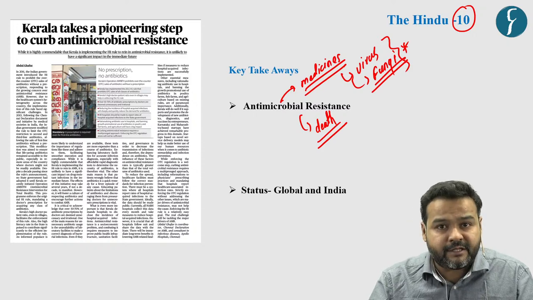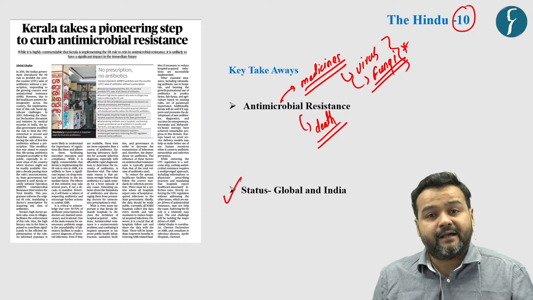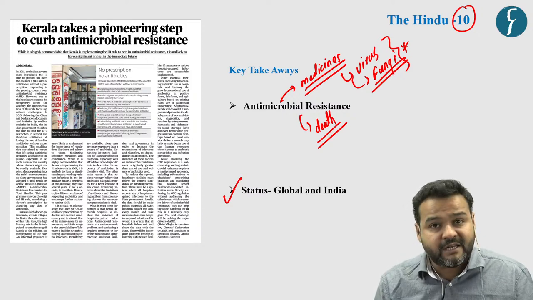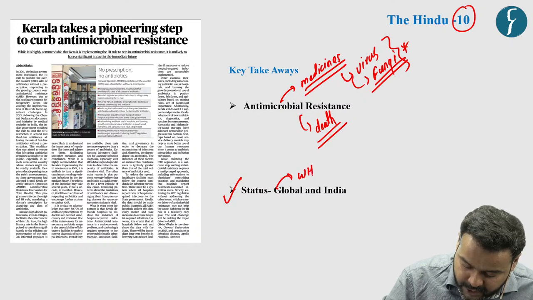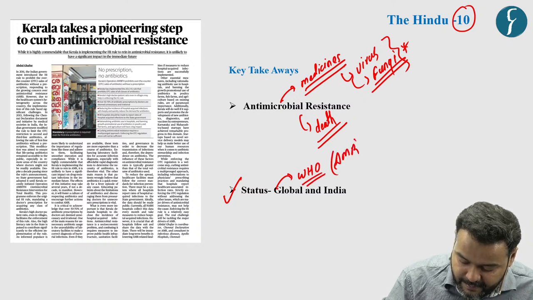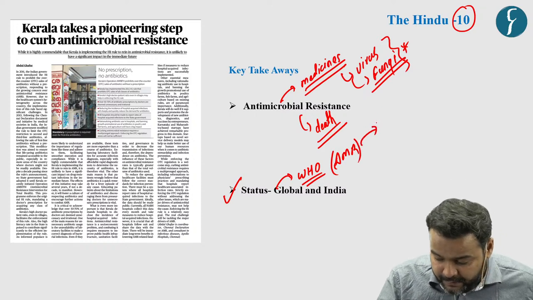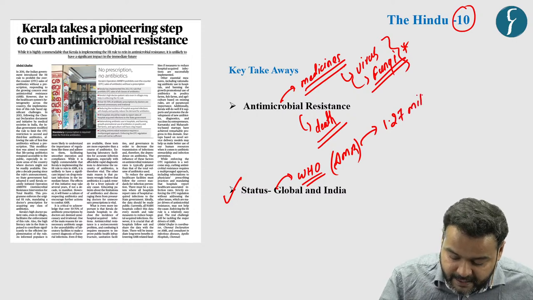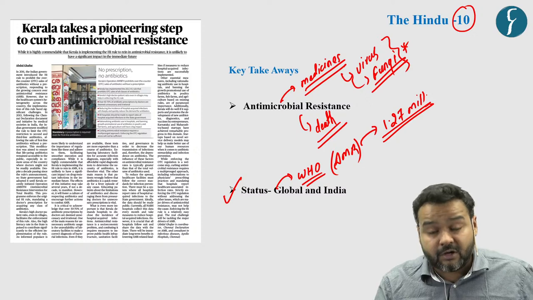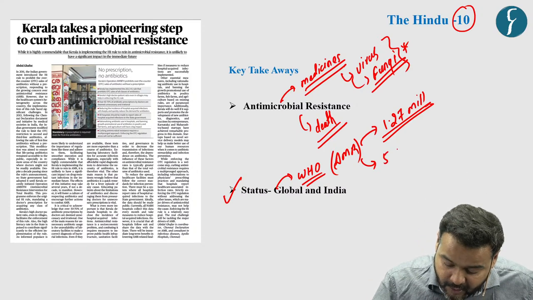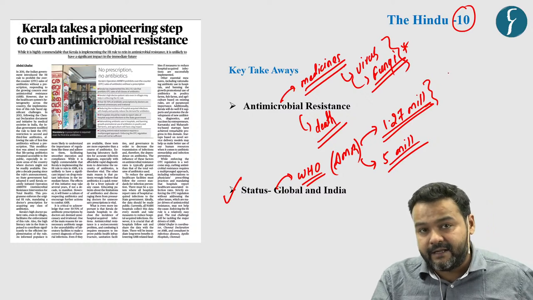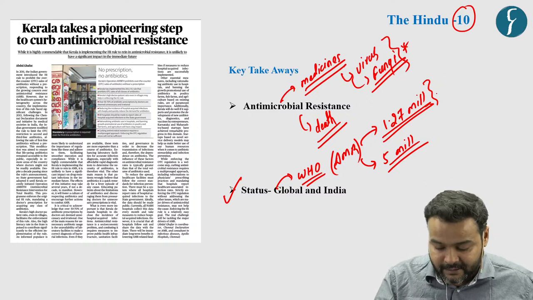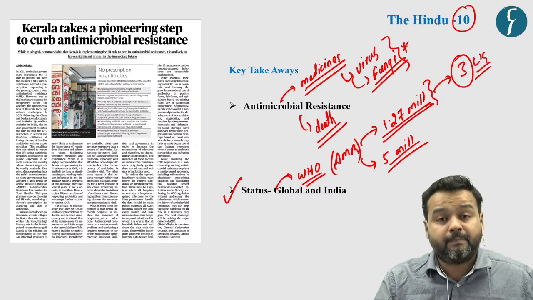So the second important thing, why it is concerning, we will cover by understanding the global status and the status of antimicrobial resistance in India. Now, according to WHO, AMR, that is antimicrobial resistance, causes around 1.27 million deaths directly. Further, around 5 million deaths indirectly. And the situation is very serious in India, which accounts for around 3 lakh deaths per annum.